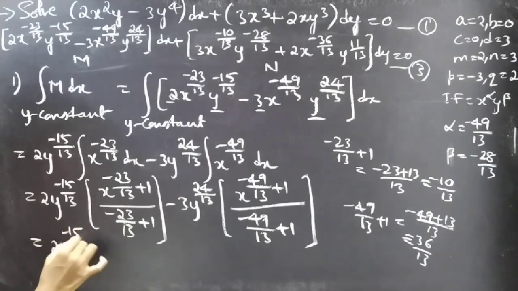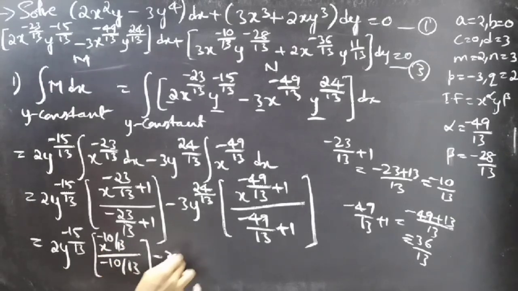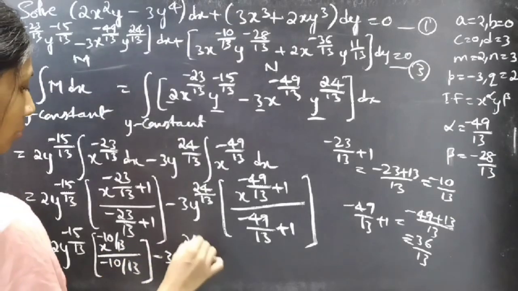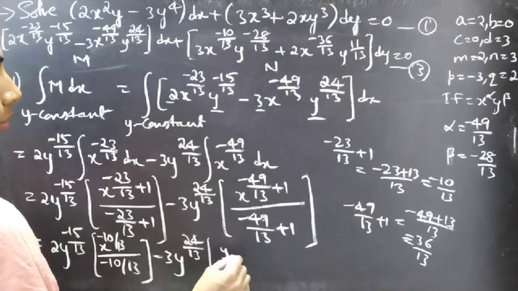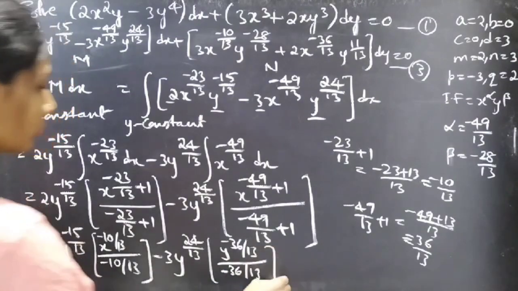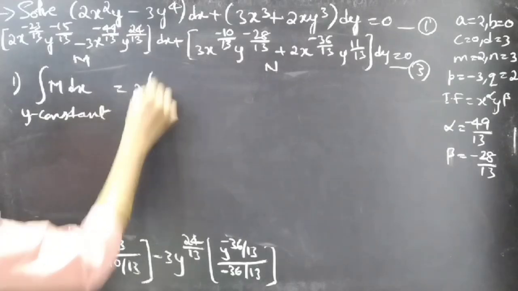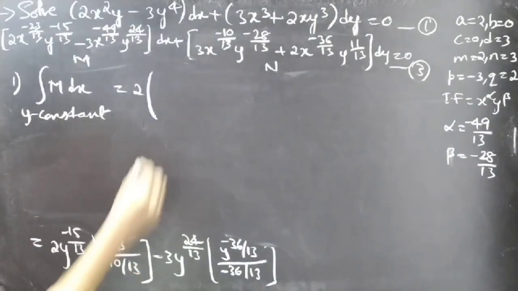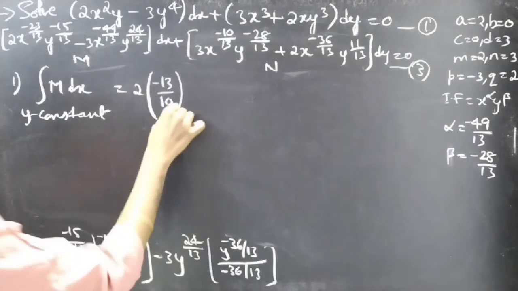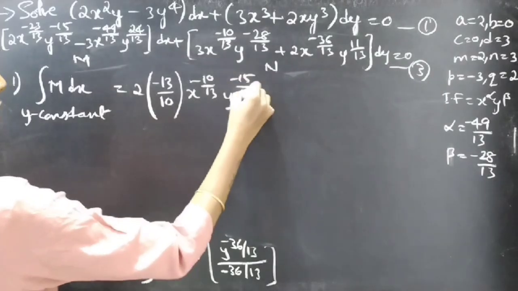2 y power minus 15 by 13 into x power minus 10 by 13 by minus 10 by 13, minus 3 y power 24 by 13 into y power minus 36 by 13 by minus 36 by 13. Now we can write this as 2 into 1 by minus 10 by 13, which can be written as minus 13 by 10, into x power minus 10 by 13 into y power minus 15 by 13.